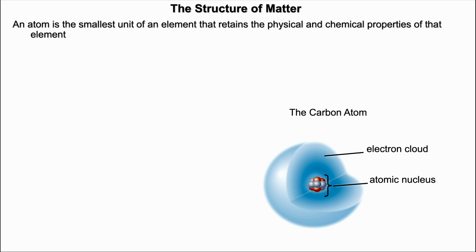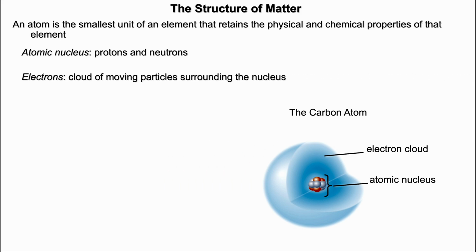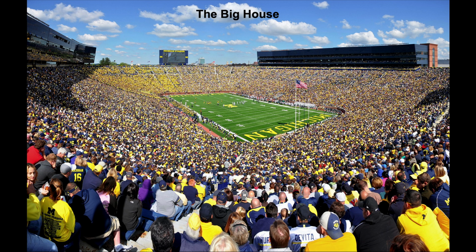It's going to consist of an electron cloud and an atomic nucleus. This atomic nucleus consists of protons and neutrons. The electrons form a cloud of moving particles surrounding the nucleus. And the example again here, the carbon atom: if the nucleus was about the size of a football, the electron cloud would be about the size of Michigan Stadium here. The Big House holds about 110 to 120,000 people, for those of you that don't go to the Big House regularly.